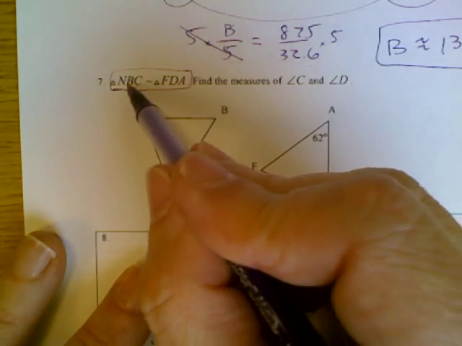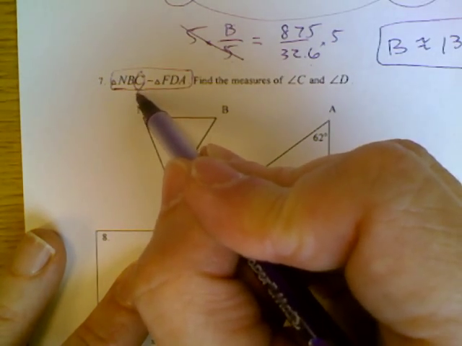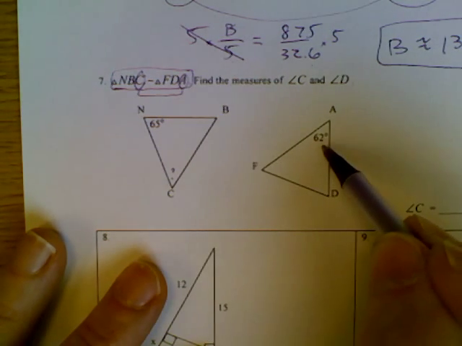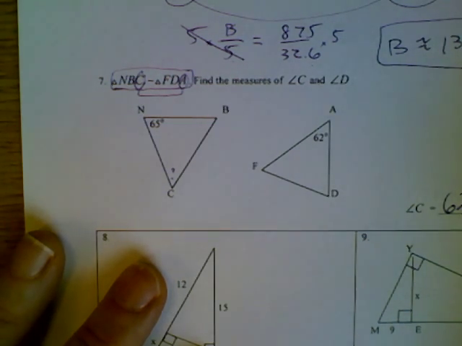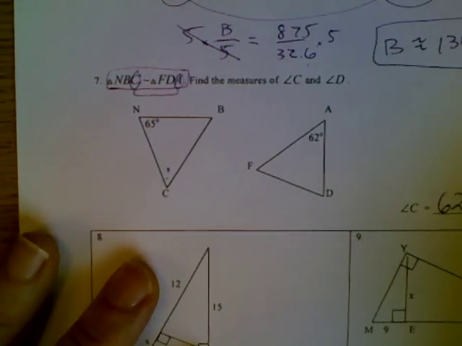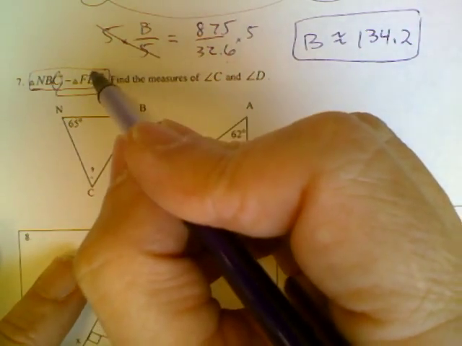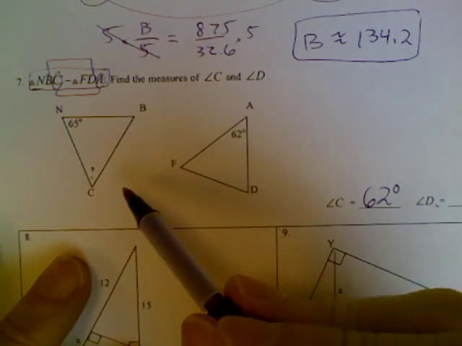Go by the names. Angle C matches up with angle A. And angle A is 62 degrees. So angle C must be 62 degrees. Now if we're looking for angle D also, what's the measure of angle D? What does that match up with? D is in the middle. That matches up with B in the middle.